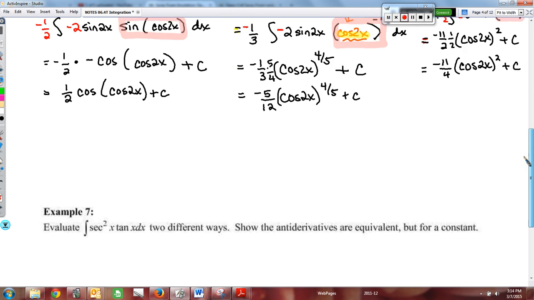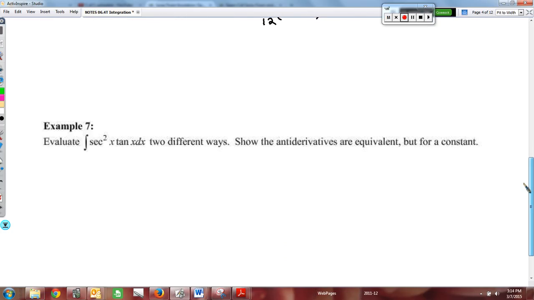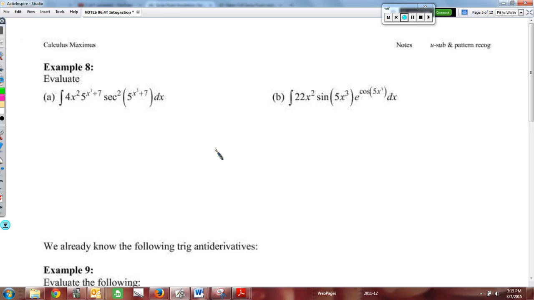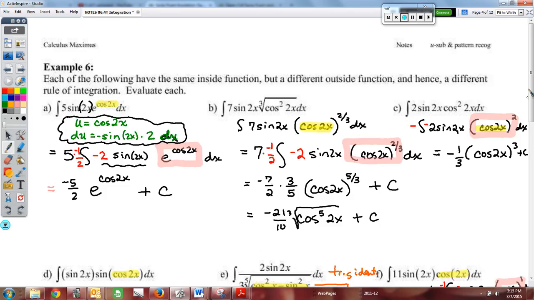So I'm going to stop this video here, and I believe I'll pick up the rest of the examples in a second part because this is going to play around with some of the trig antiderivatives a little bit more.